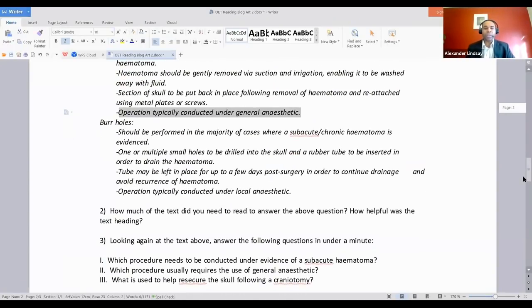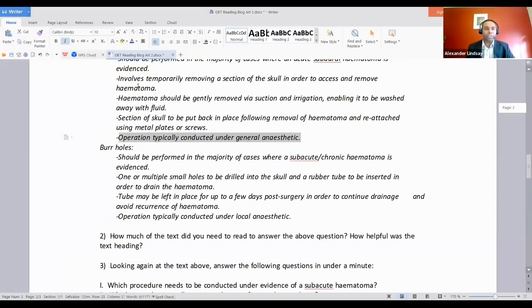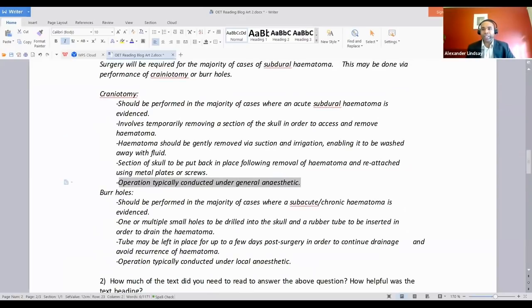And finally, number 3, what is used to help resecure the skull following a craniotomy? Okay, well, we know here is a craniotomy. We're scanning. Let's see what some of the answers were. Metal plates and screws. Again, be careful with those typos. Is capitalization important? Not unless it's a proper noun. If it's a proper noun, then you should spell it with a capital, for example if it's the name of a person or a place, but otherwise you can write in lowercase. So you don't need to worry about that.